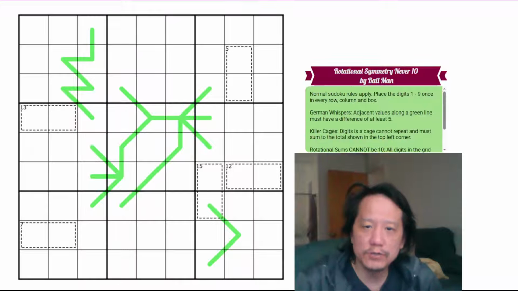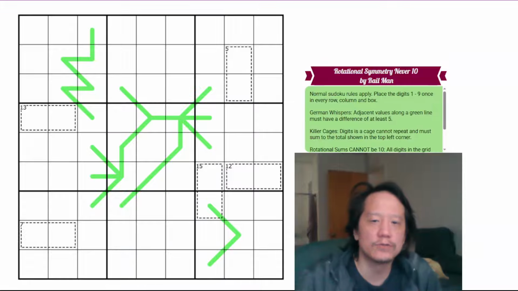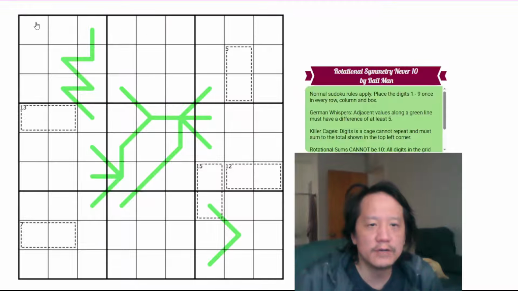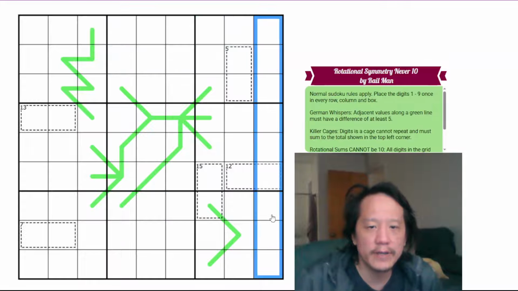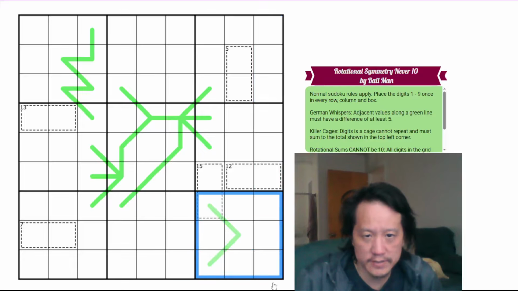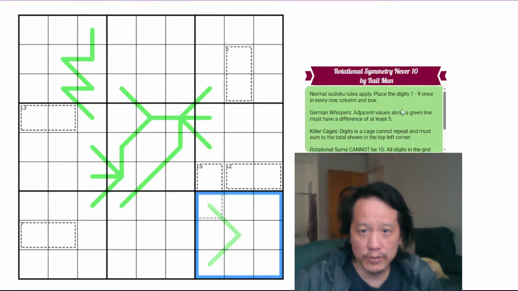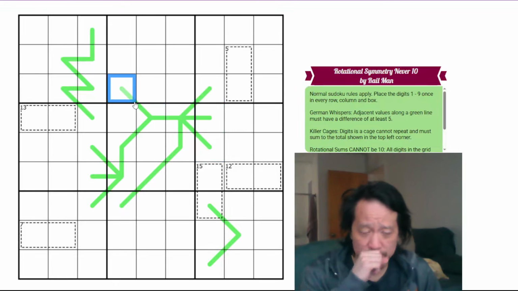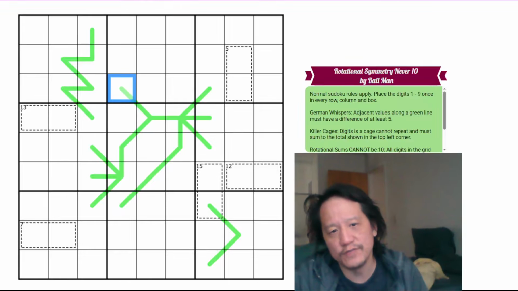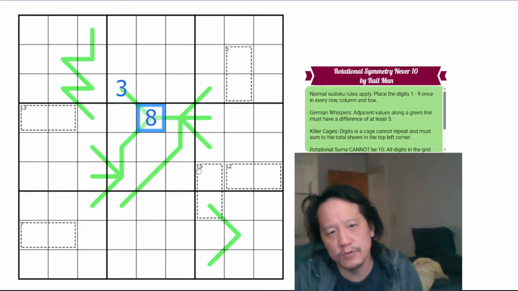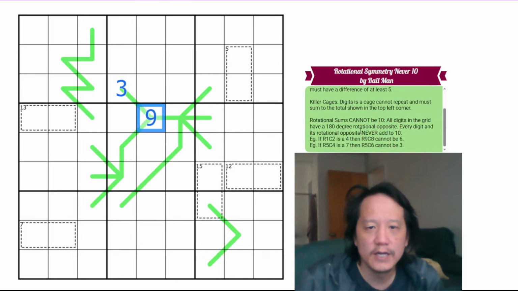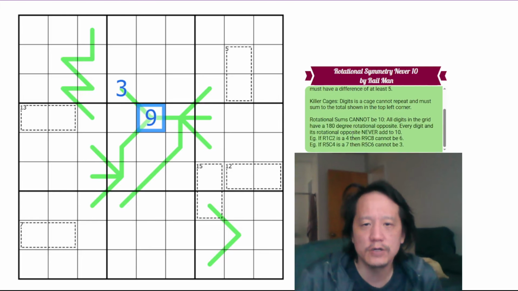Today's puzzle is called Rotational Symmetry Never 10 by Railman, and here are the rules. Normal Sudoku rules apply, which means place the digits 1 through 9 once in every row, column, and box. We have German whisper lines, where adjacent values along a green line must have a difference of at least 5. For example, if this were a 3, this would have to be an 8 or a 9, because those are the only digits which are 5 or more away from 3. And that's an example of how German whisper lines work.